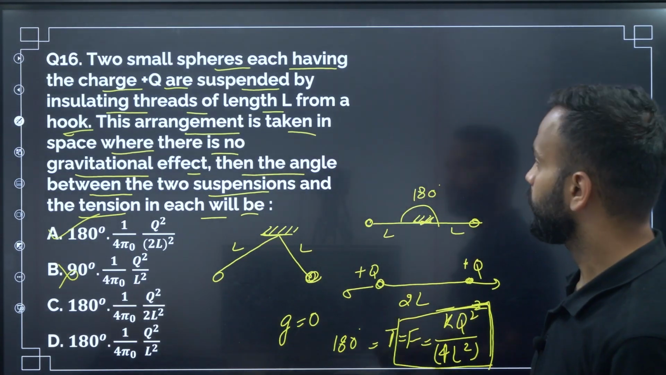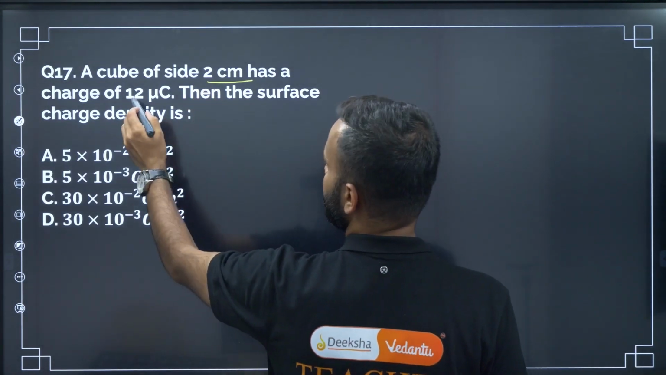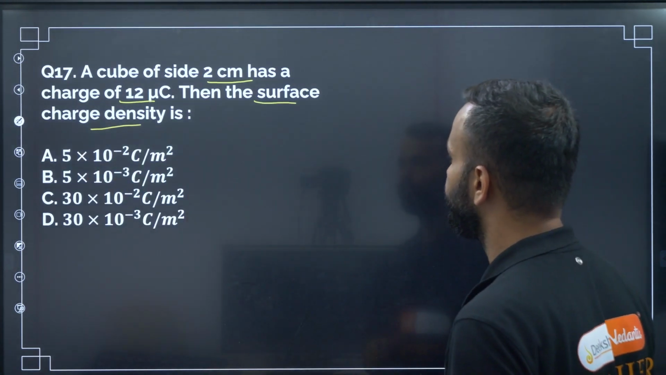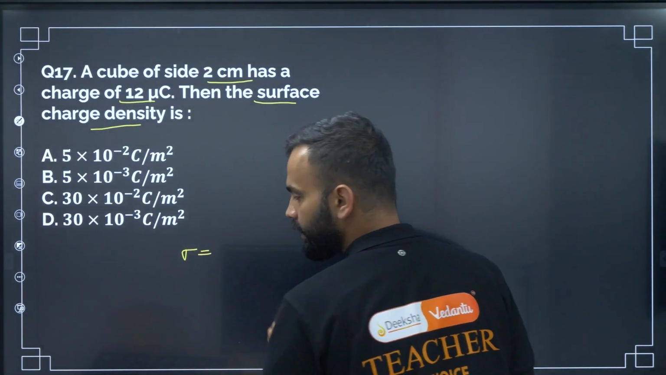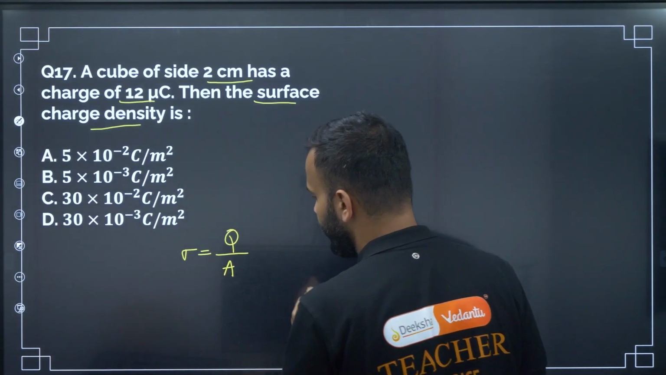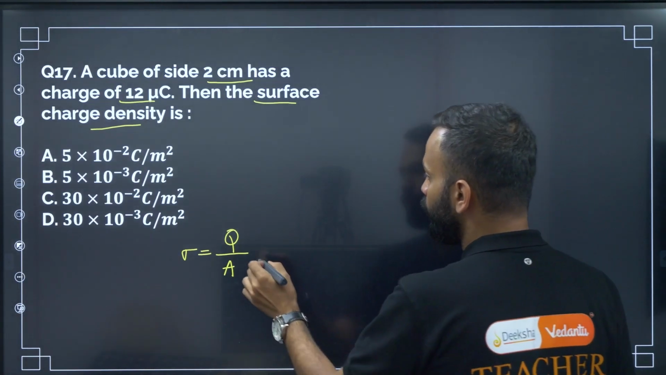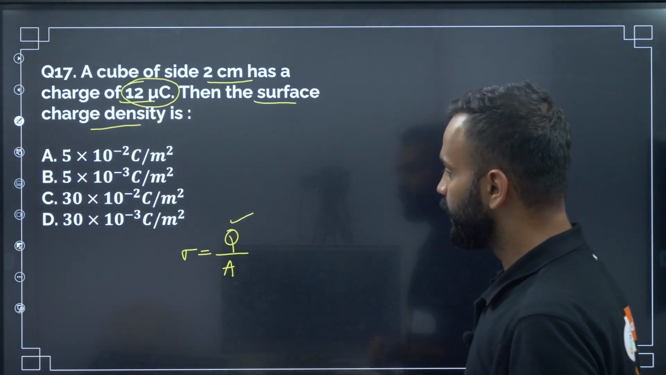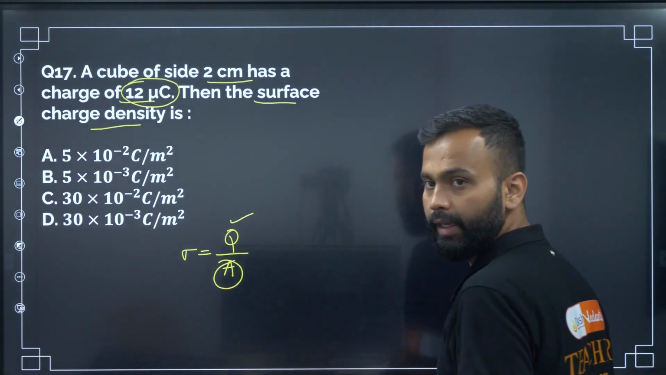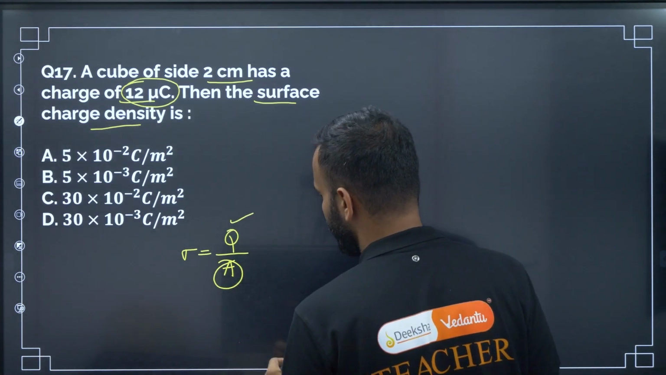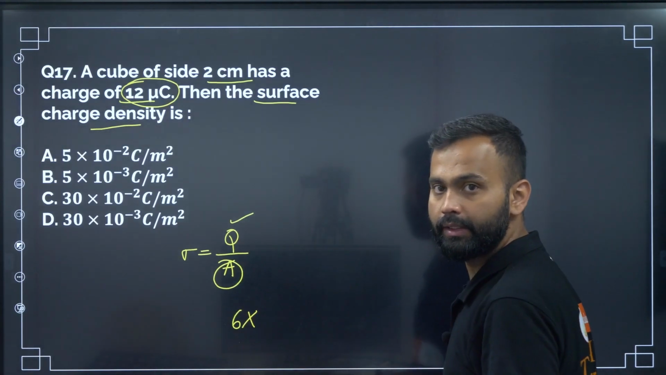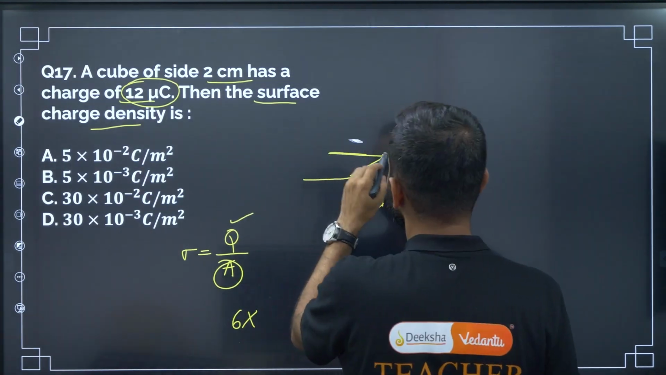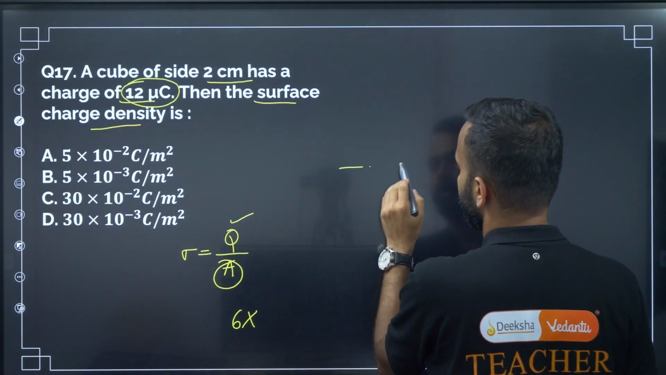Next question, question number 70. A cube of side 2 centimeter has charge of 12 microcoulomb, then the surface charge density is? Here the surface charge density sigma is Q divided by A. Q is given, Q is 12 microcoulomb, and we need to find surface charge density sigma. What is A? A is the surface area of the cube. The surface area of the cube is equal to 6 times the area of one face, not side, area of one face. Here this is a cube.